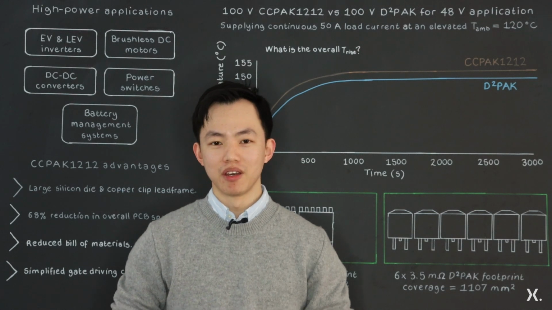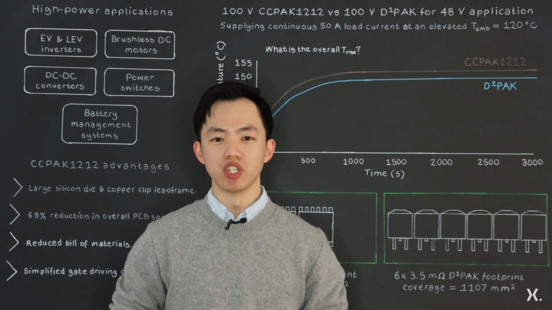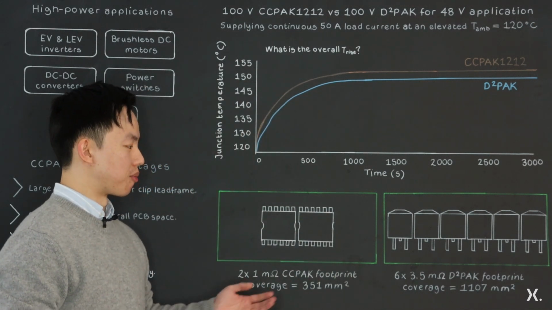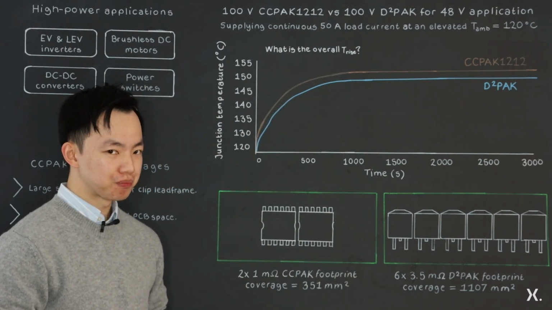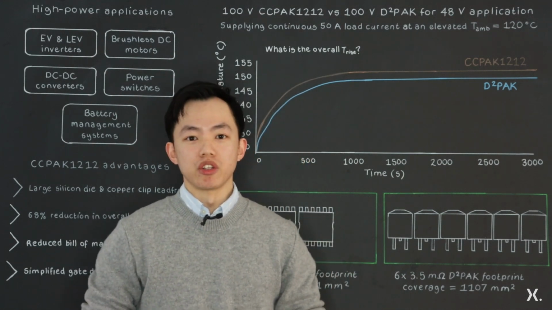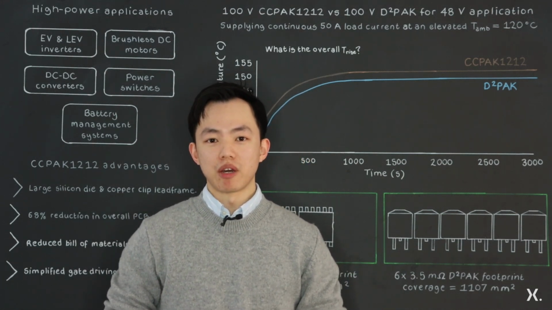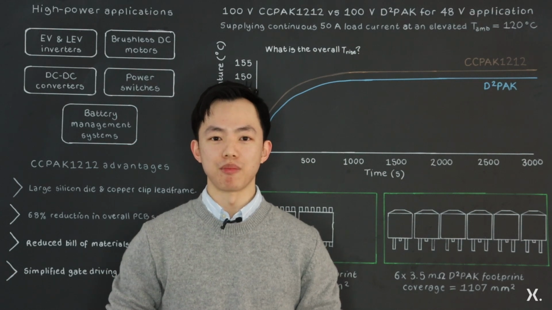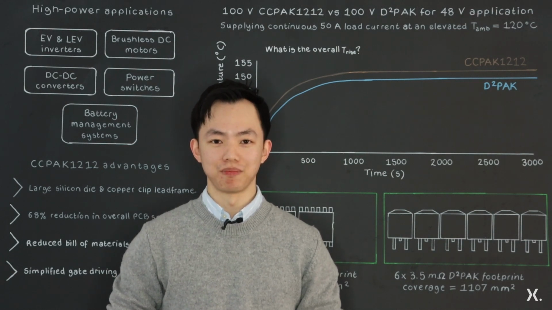To summarise, Nexperia's CCPAK1212 aims to meet the thermal demands of next generation high power automotive and industrial applications. This has been demonstrated by its ability to reduce the number of MOSFETs in parallel, as shown in our case study, without compromising thermal performance overall. Our case study is not limited to just D2PAKs, but can be applied to reducing other MOSFETs in parallel, such as 5x6, 8x8 mm and Toll packages.